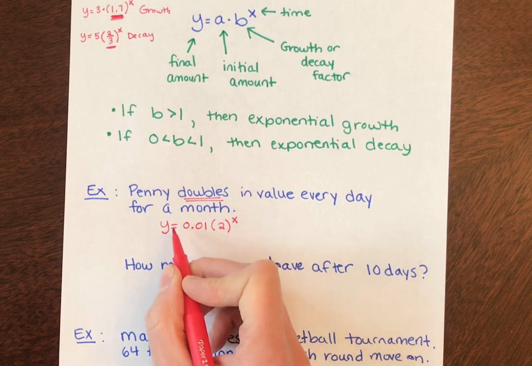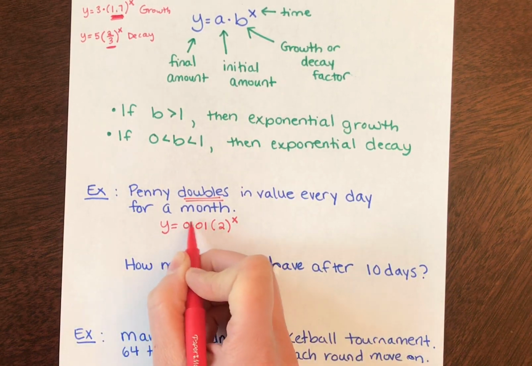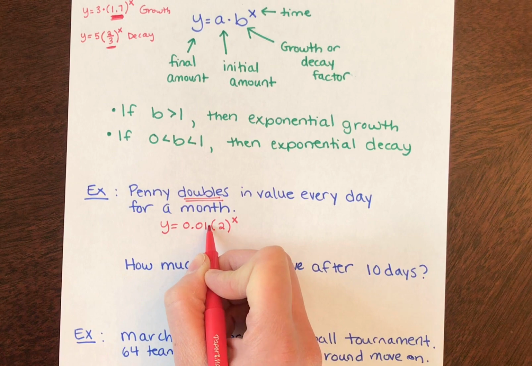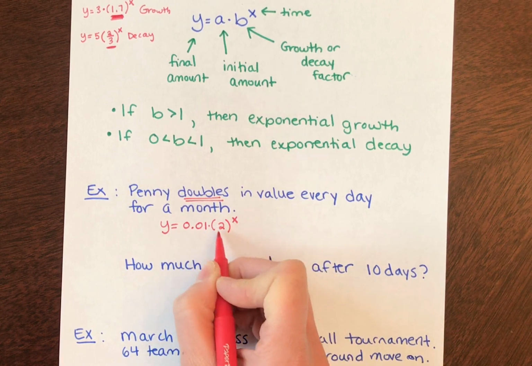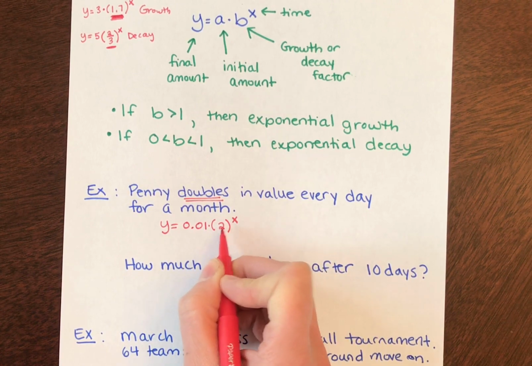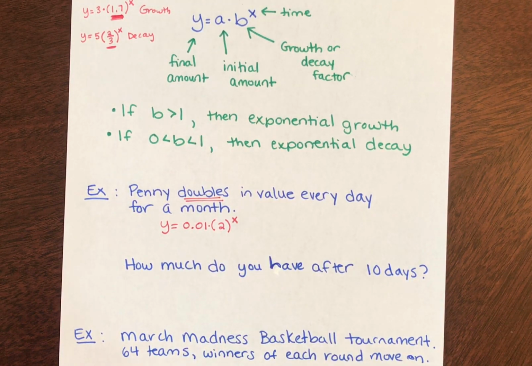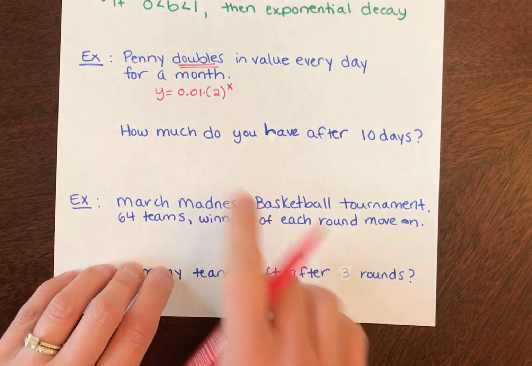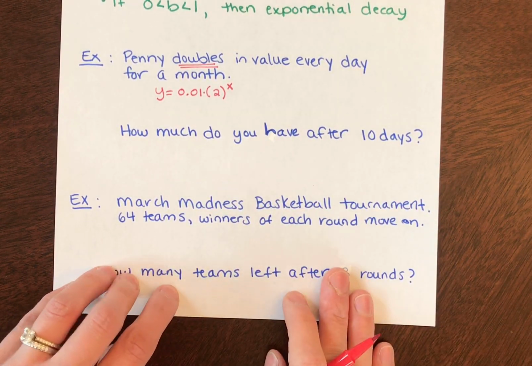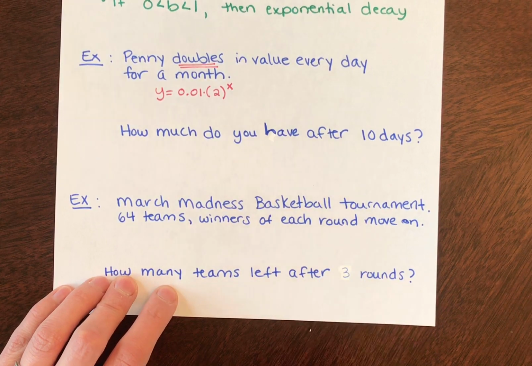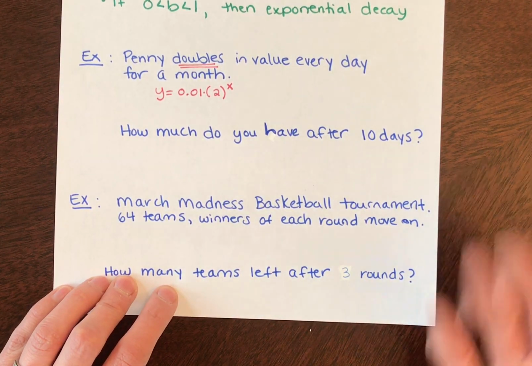So here's my equation for the penny problem. Y equals 0.01 times 2 to the x, because what was happening with our money is it was doubling every day. And the x in this case represents days. So I had you fill in a table and tell me, okay, well, how much money did you have after 10 days? Well, if we don't have a table, or maybe I wanted to say, okay, what happens if I take it further than a month?